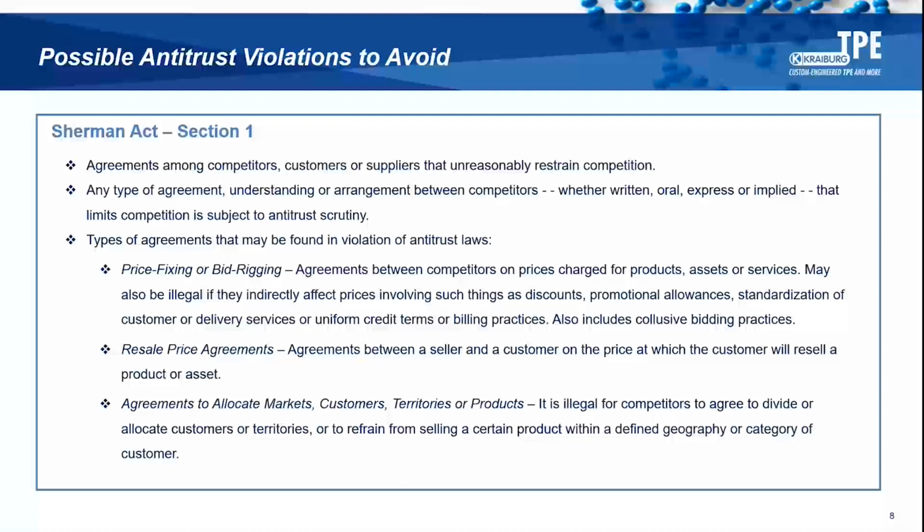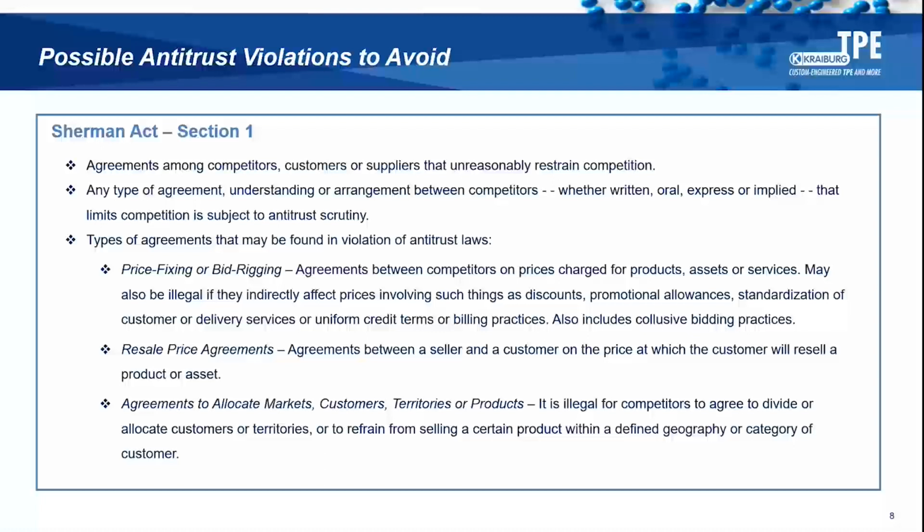Some examples of types of agreement that may be found in violation of antitrust laws. First is referred to as price fixing, or another term is bid rigging. These are agreements between competitors on prices charged for products, assets, or services. And it may also be illegal if they indirectly affect prices, such as discounts, promotional allowances, standardization of customer delivery services, or uniform credit terms or billing practices. And it also includes any sort of collusive bidding practices among suppliers or producers.